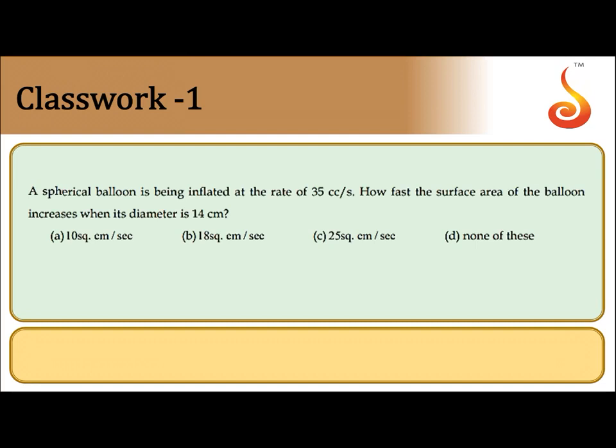The first one, a spherical balloon is being inflated at the rate 35 cc per second. How fast does the surface area of the balloon increase? Surface area increases means dS by dt. I call it S. And the balloon is inflated at the rate of cc, means it's nothing but the volume. The change in volume is given to you, dV by dt, and dS by dt is how much when the diameter is equal to this one.